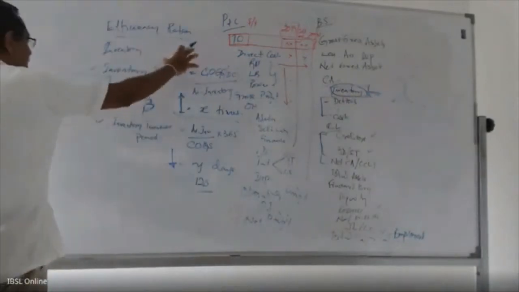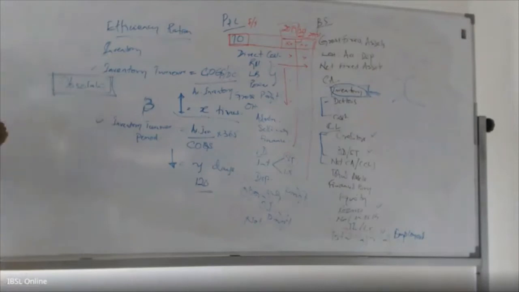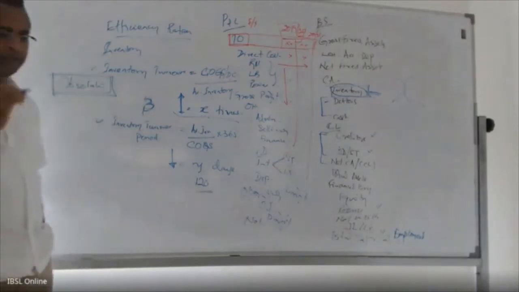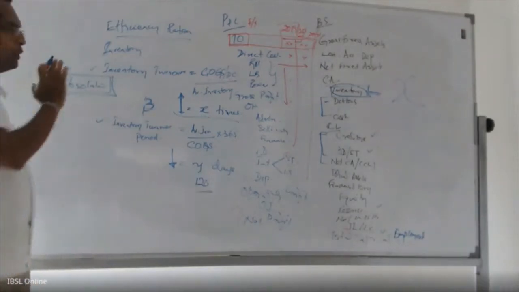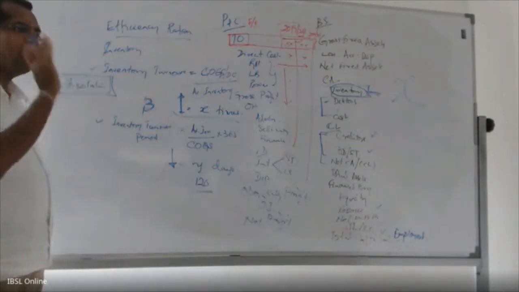When you have high figures, it may be an indication of obsolete stocks. Therefore, when you calculate these ratios, you should be mindful. What is the business he is in?